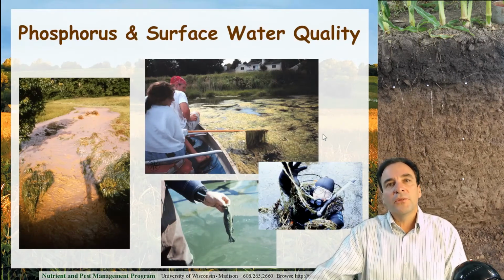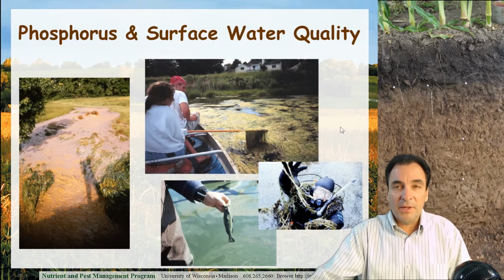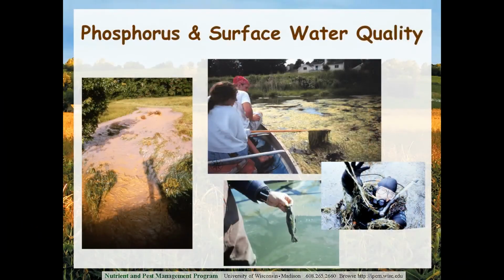One of our main concerns with phosphorus management is its potential for impact on water quality, specifically surface water quality. In freshwater ecosystems, phosphorus is the most limiting nutrient in the aquatic ecosystem, meaning if we add phosphorus, that's the nutrient that the aquatic weeds and algae are going to respond to first because it's most limiting in the water body. Additions of phosphorus accelerate eutrophication, the aging of lakes and streams.